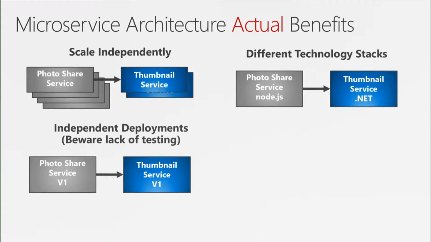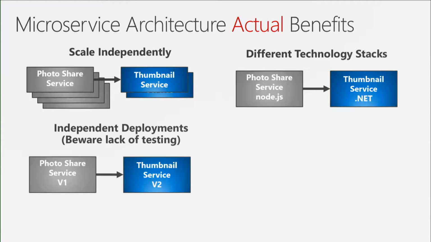The third reason is to have independent deployments. Now, this is a lot of times what people think of as the holy grail of microservices, where, let's say, the team that's responsible for the thumbnailing service, right now they have version 1 deployed, and then they want to make some changes to it, so they're going to bring it down, and bring up version 2 of the service over here, and version 1 of the photo share service just keeps running.